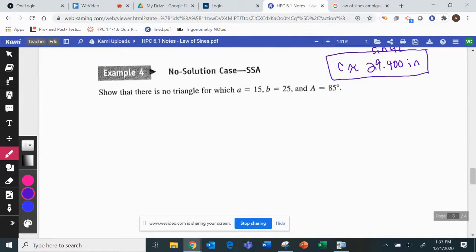So they've already told us the answer. There is no solution, but let's figure out how we would have done it on our own. Show that there is no triangle for which little a is 15, little b is 25, and angle A is 85 degrees. So it doesn't really matter what letters we're using. You just need to know that the side and the angle across from each other are going to have the same letter. And so next to it would be the other side.